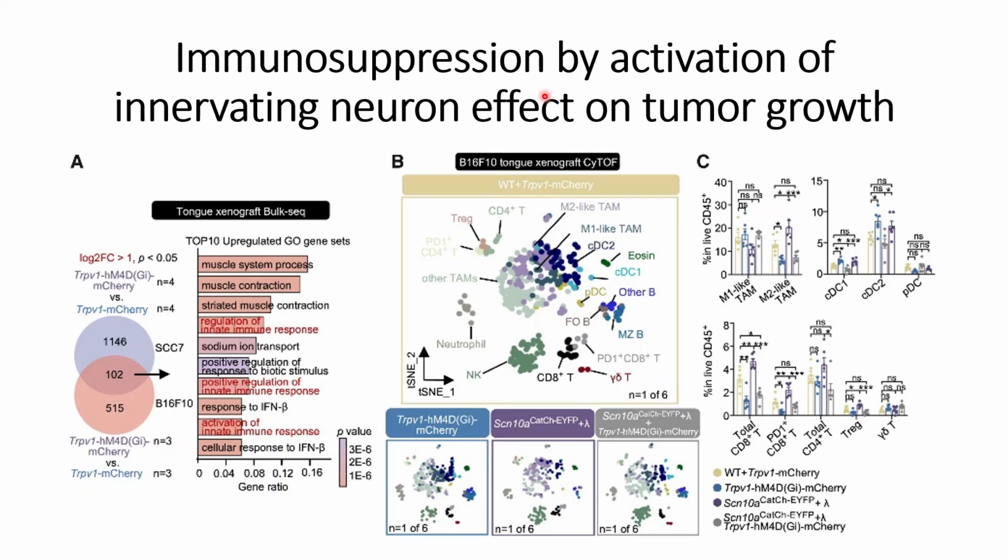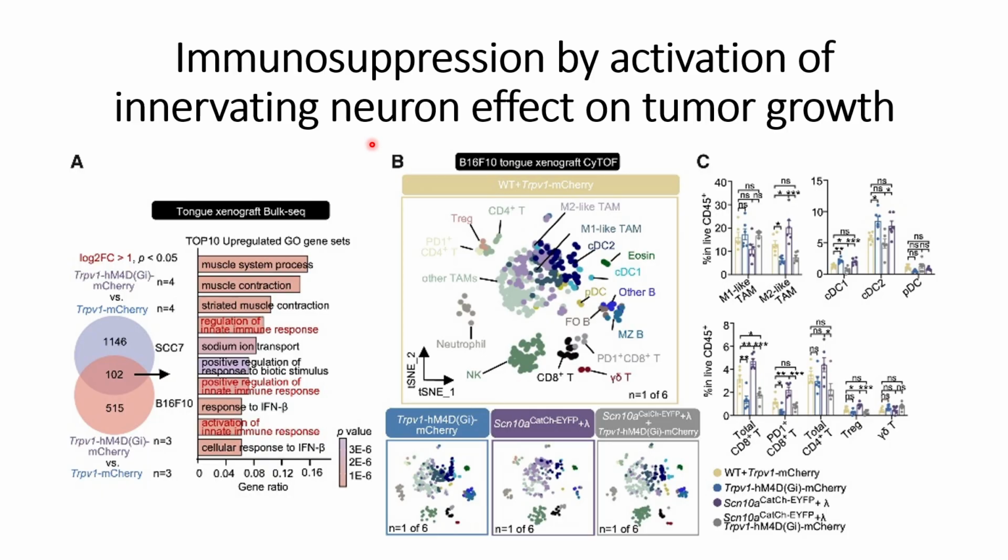In this video, we will discuss immunosuppression by activation of innervating neuron and its effect on tumor growth. Here we are discussing whether the immunosuppression caused by activation of innervating neuron can also affect tumor growth, and what other factors play a role or help in tumor development.